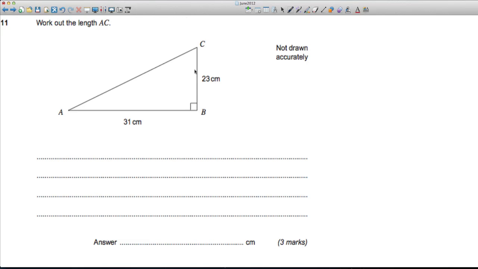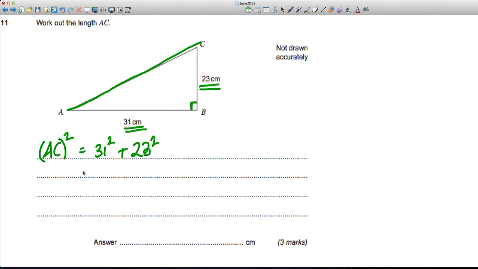Next question, work out the length of AC. This length here. We've got a right angle triangle. We are given two sides. This is a simple Pythagoras question. AC squared, the hypotenuse squared, is the two other sides squared added together. Type that in your calculator.